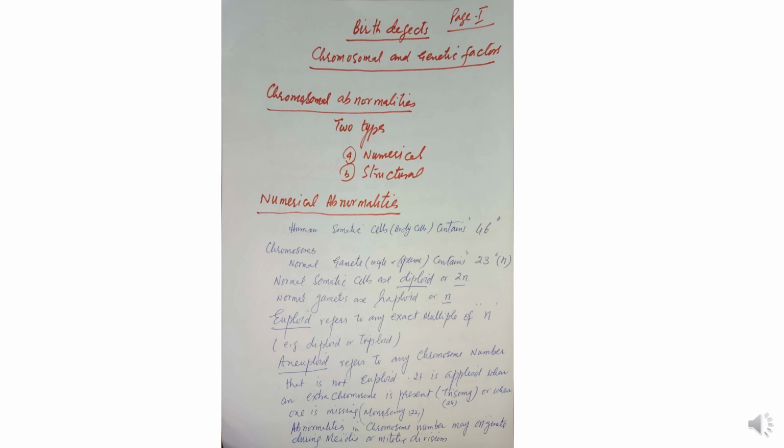Normal somatic cells are diploid, 2n, that is 46. Normal gametes are haploid, or n. This is essential, and this phenomenon is for genetic variation. You have seen this: the patches are formed in the pachytene stage of meiosis 1, in which a patch of the chromosome is separated and attached to the other. So that leads to genetic variations.